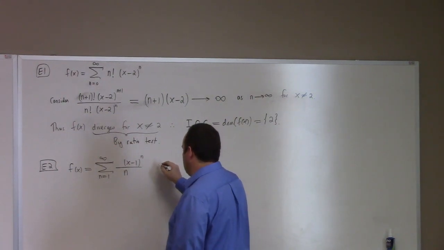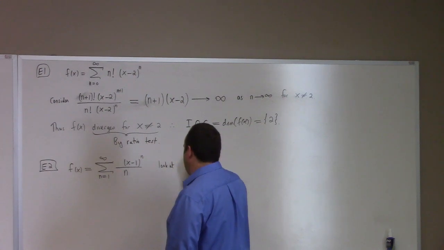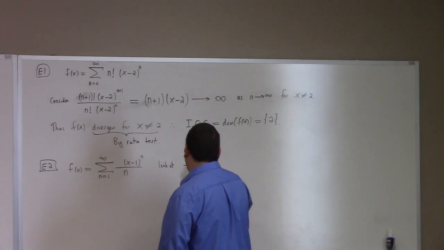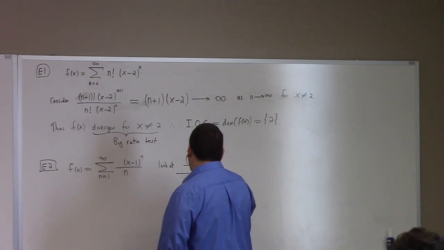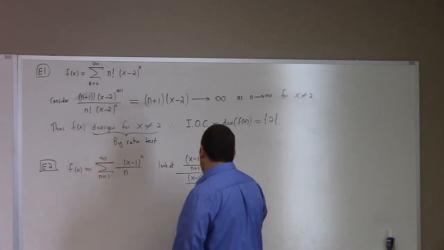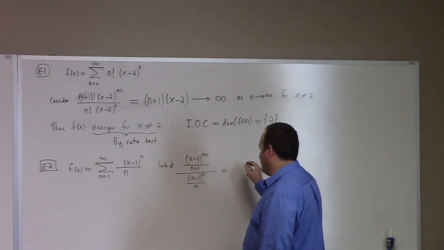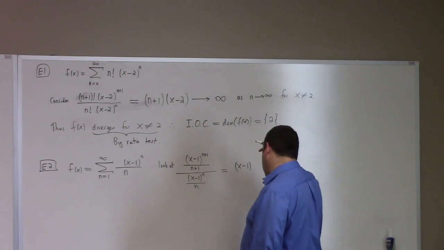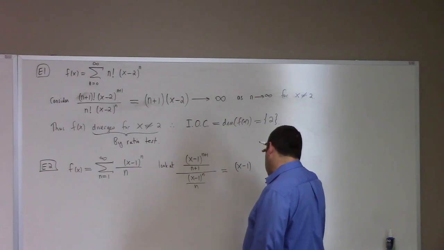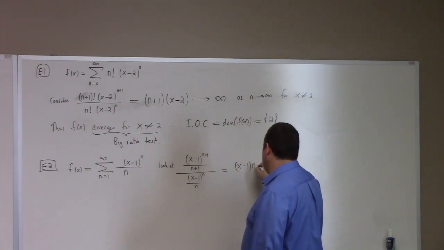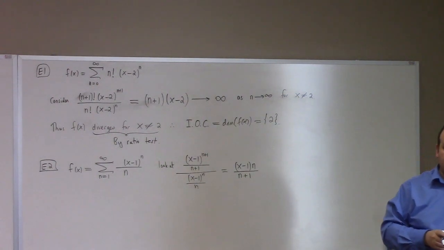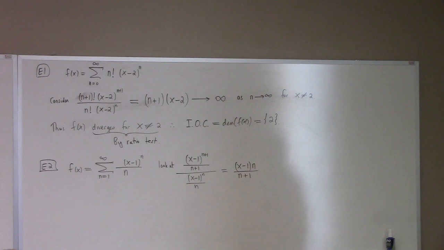So we can look at x minus 1 to the n plus 1, divided by n plus 1, divided by x minus 1 to the n, divided by n. That's my ratio. Let's clean that up a bit. So it's really x minus 1 times n over n plus 1, right? What's the limit of that for fixed x? Fix x and let n go to infinity.